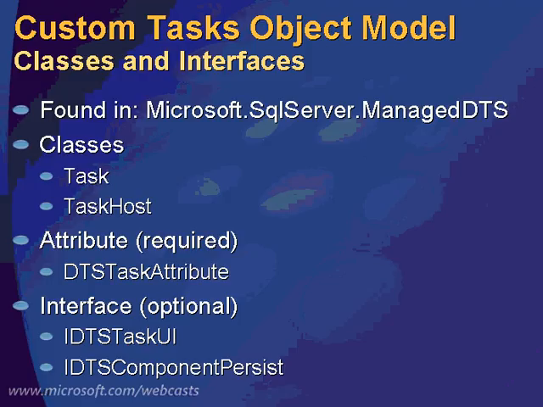There is a single attribute which is required, the DTSTask attribute, and its main job is to describe the task to the SSIS designer. The interfaces are optional. One of them will provide the user interface that will show up in the designer, and the other one will help in persisting the settings of the task.